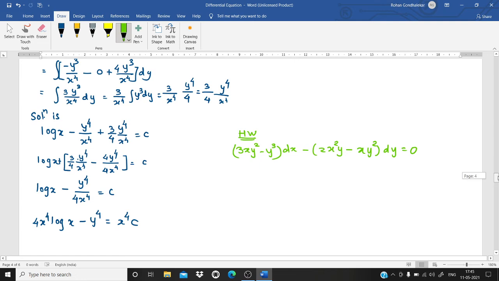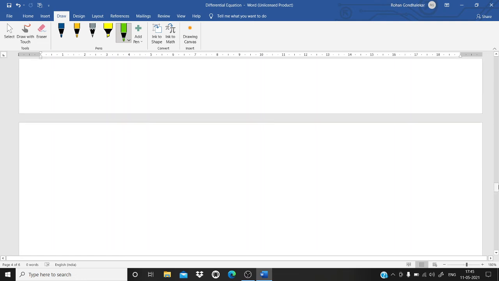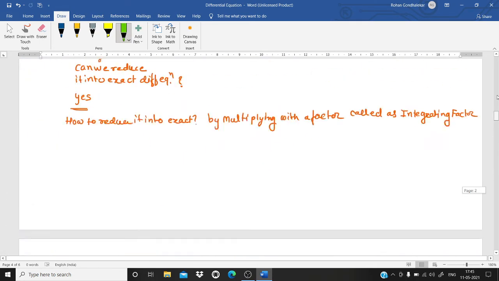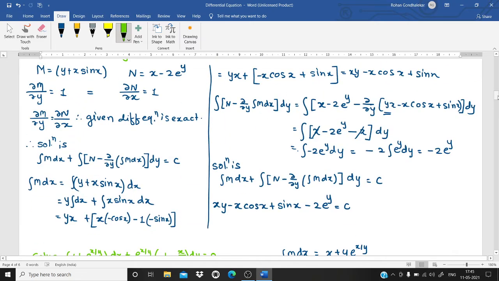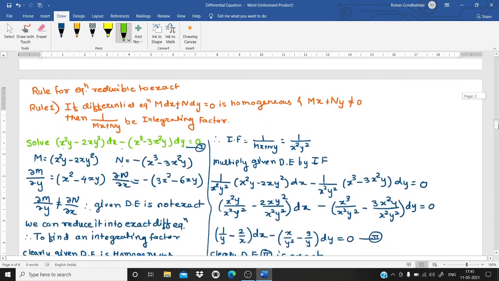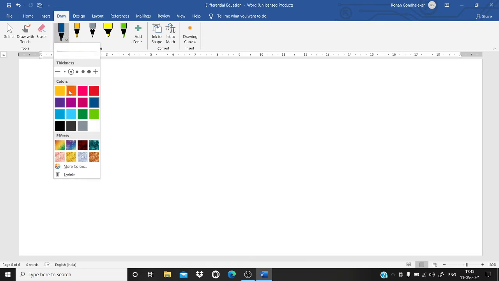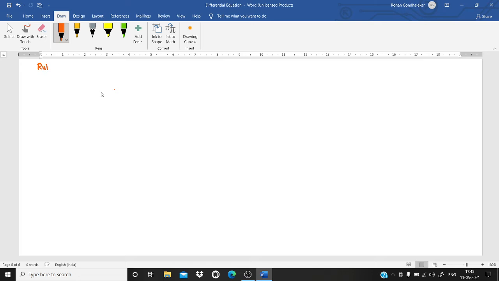Okay. Now we can move to the next rule, that is rule number 2. Currently we are discussing the process of reducing a differential equation to exact. So the rule 1 we have already discussed. Now we come to the rule number 2. Just a minute. Rule 2. Now what is the rule 2?